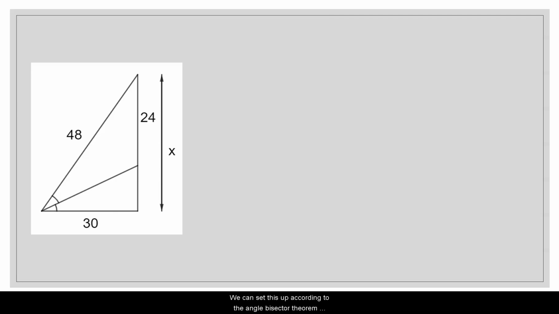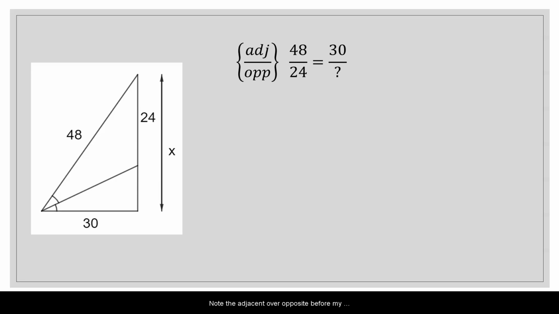We can set this up according to the angle bisector theorem and have the adjacent over opposite of one to adjacent over opposite of the other. Note the adjacent over opposite before my proportions. This doesn't affect the math, but it's just a way of ensuring that I keep my proportions all the same. Before we go any further, I want to reduce any fraction that I can to make the math easier.